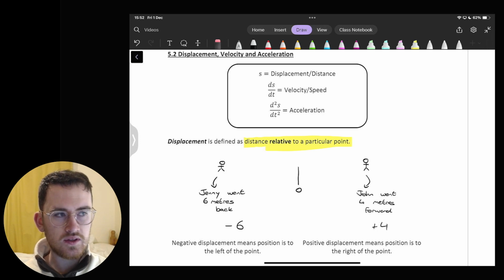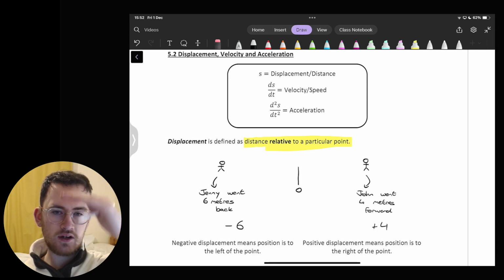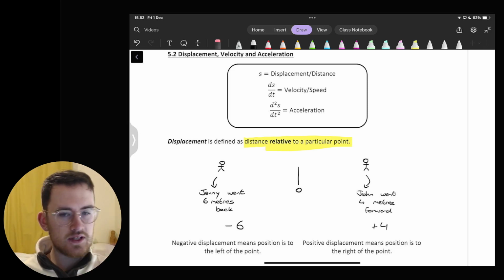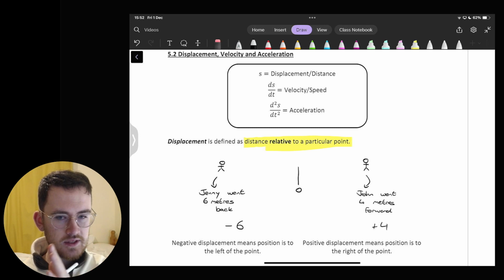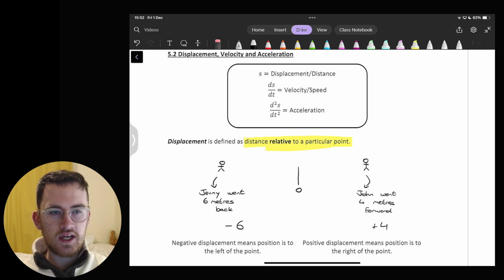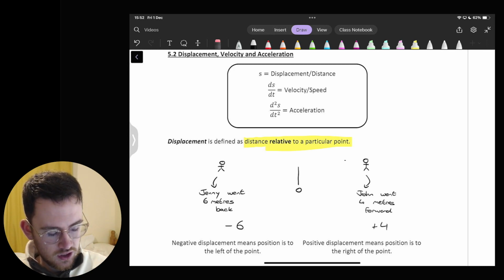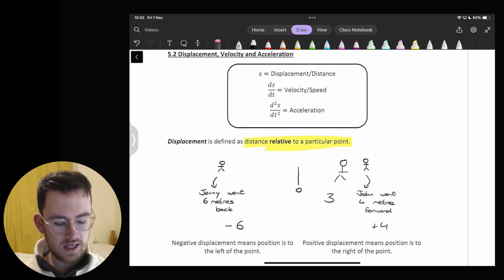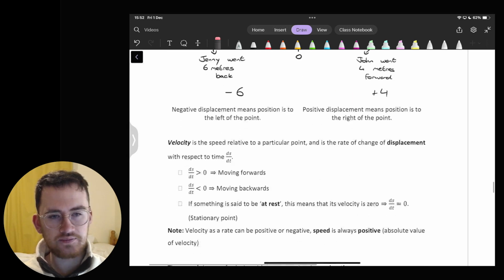It's also worth noting that displacement, because it's distance relative to a point, means that if I go forward and then I go back, I haven't traveled a displacement of 8 meters. My displacement is back to 0. I might have traveled a distance of 8 meters, but I'm always just talking about where I am relative to that point. So if John went back now to here, John has a displacement of 3, because he's now 3 meters from the point where he started.